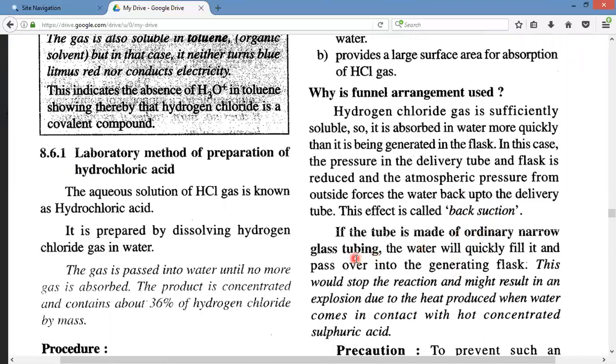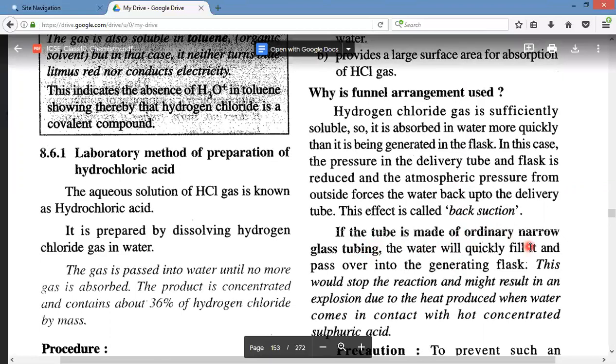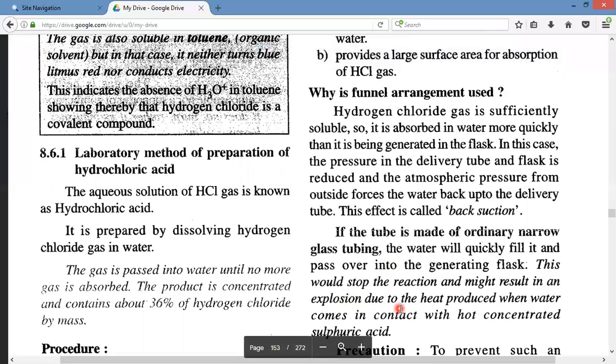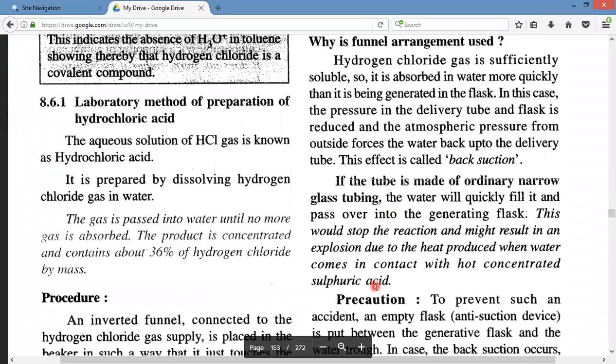If that tube, meaning your delivery tube, is narrow and we are not attaching the funnel to it, the water will quickly fill it and pass over to the generating flask. Generating flask means from where the origination of that HCl is there. And this will stop the reaction, and some explosion might occur due to the heat produced when water comes in contact with the concentrated sulfuric acid, because in the preparation of HCl gas we are using the sulfuric acid. Now the precautions.